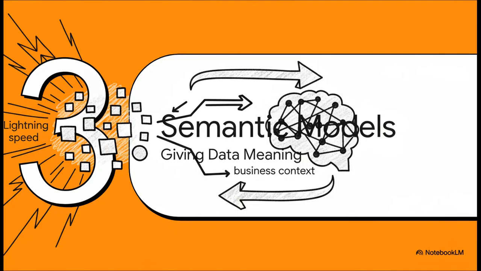Okay, so we've connected to the data at lightning speed. Awesome. But raw data by itself isn't all that useful, right? We need to give it business context. And that brings us to the absolute heart of this whole BI layer, this semantic model.